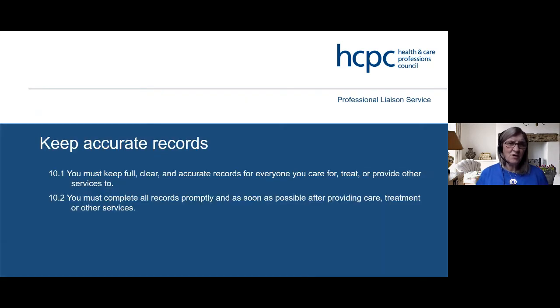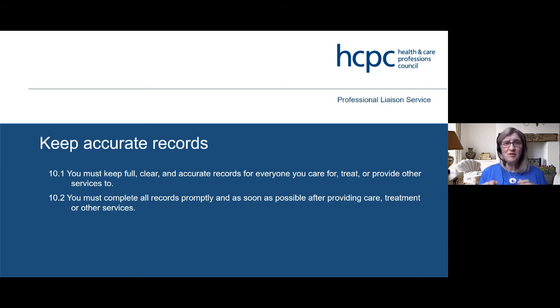So the first part is about keeping accurate records. And we're very clear there that we want you to keep full, clear and accurate records. And these must be, I can never say this word, contemporaneous. So they must be written as near to the time that you actually care for the patient as possible. And one really important thing I wanted to point out to you is if you have to add to your record, make sure that you don't actually change it, you don't cross things out, so that your record remains as it is.